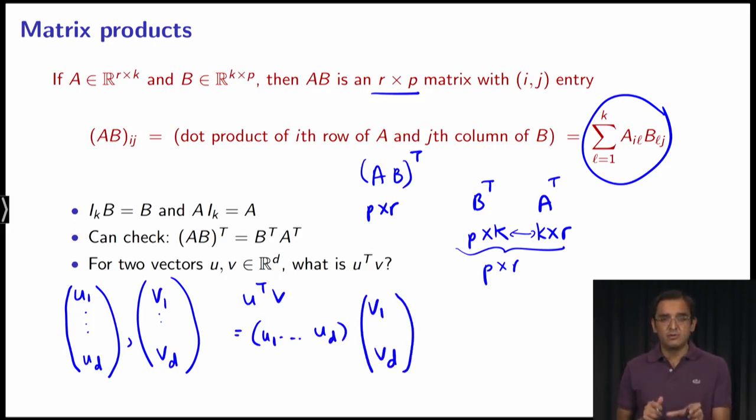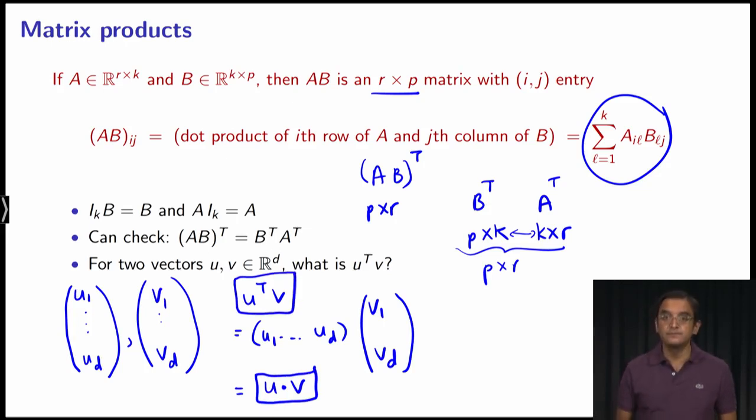Okay, so we take each row of the first matrix and multiply it by each column of the second matrix. Oh, it's just the dot product of u and v. So this is interesting. We have two ways of writing exactly the same thing. The dot product of two vectors, u dot v, is exactly the same as u transpose v. And so this is a useful fact to remember. It's something that we'll be using to simplify a bunch of calculations later on. Okay, so u transpose v is just the dot product between u and v.